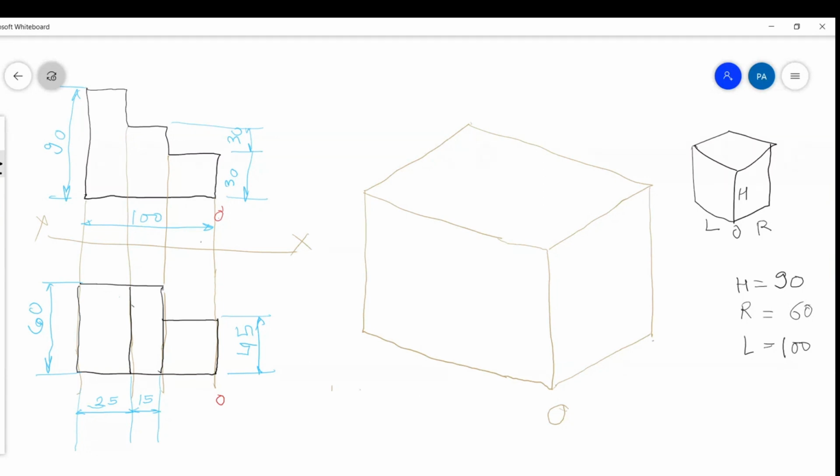Now there is a question which you should have asked. Is this front or is this front? Which one will be front? After drawing this, we should be on the front side. So this is front view. This is front view, correct?